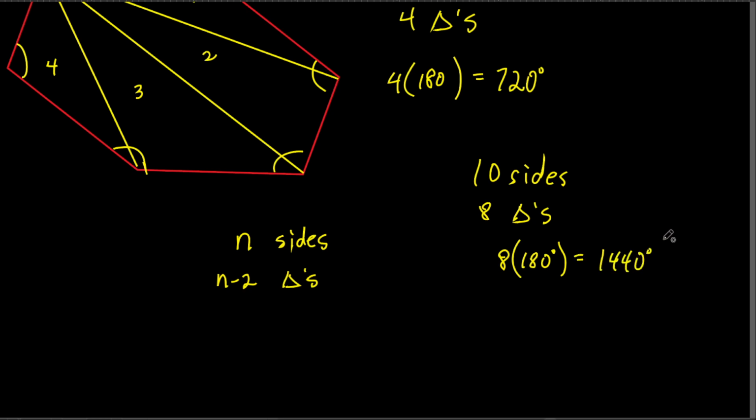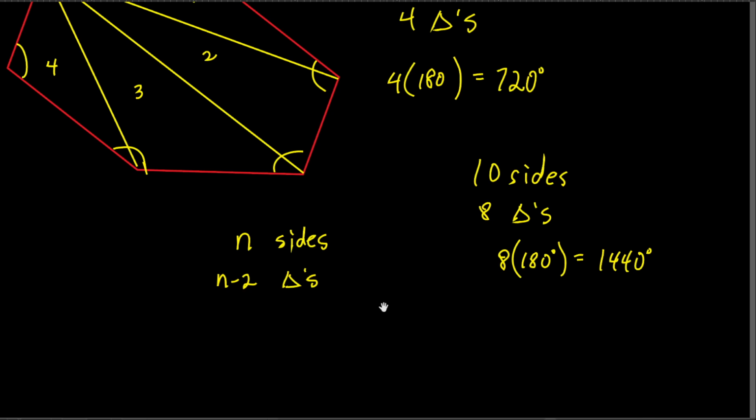There you go. So if I had a 10-sided figure and I wanted to add up all the angles inside of it, I would get 1,440 degrees. Everybody got it? Why? Because I would have 8 triangles. 8 times 180 is 1,440. You got it? Now, here's our little formula. All that to get to this.